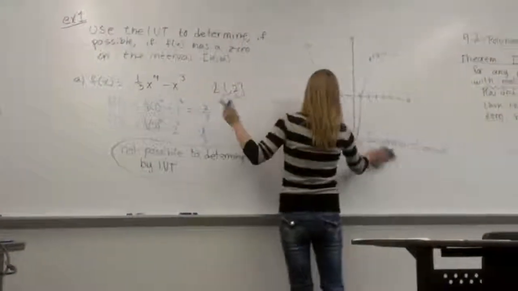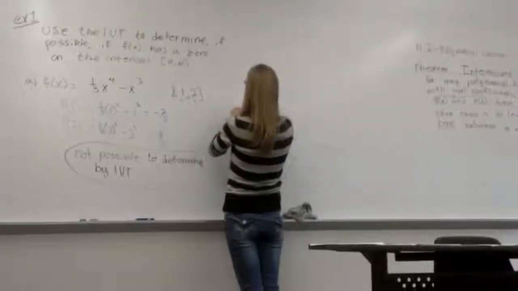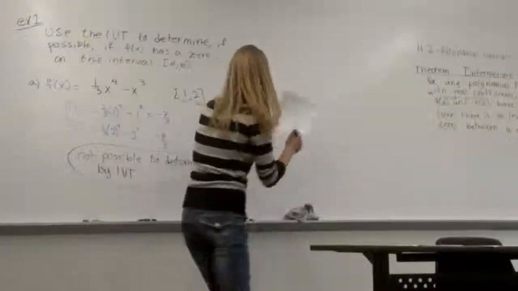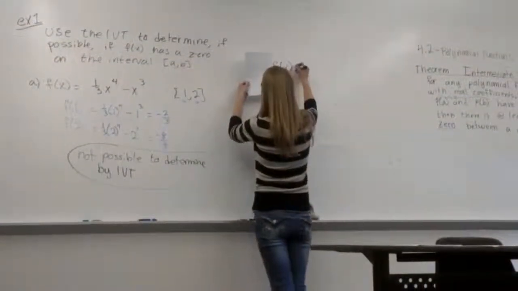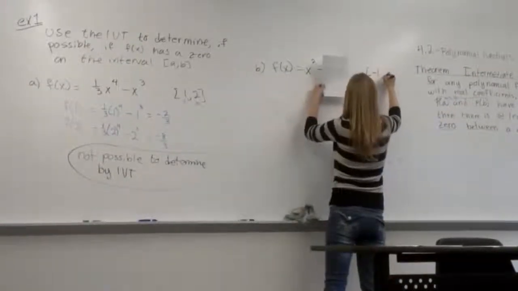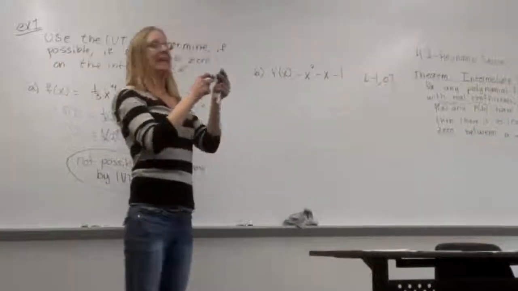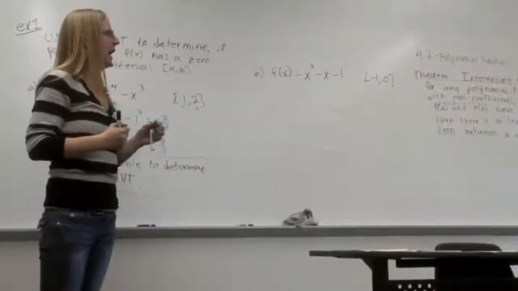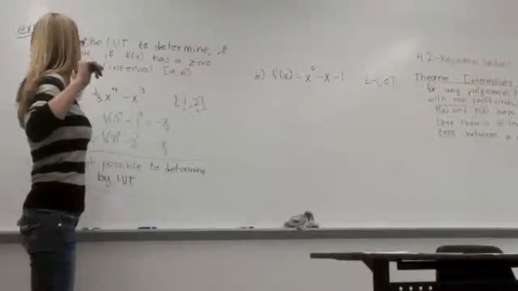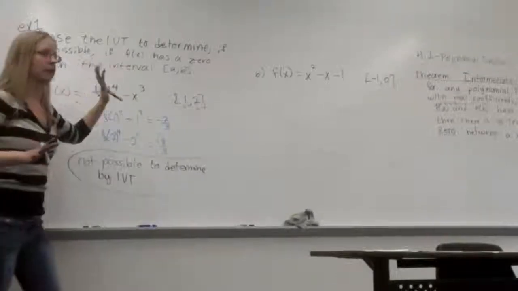One more example. Same question, just a different function. Let's call this part B. I'll call this function f of x equals x squared minus x minus 1, and I'm going to do the interval from -1 to 0. So again, the question is, is there an answer? I don't want to know what the answer is. I'm not asking you to solve. The question is, is there a real zero? I don't care what it is.